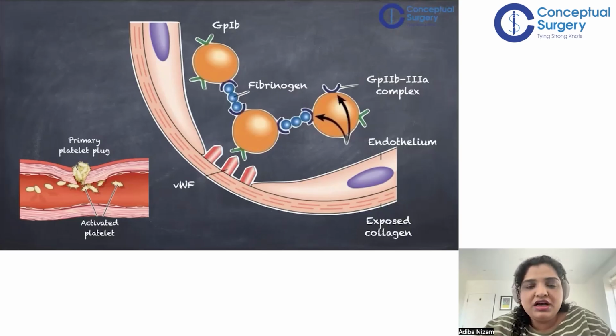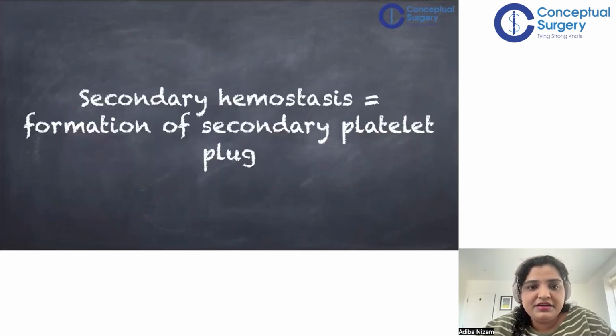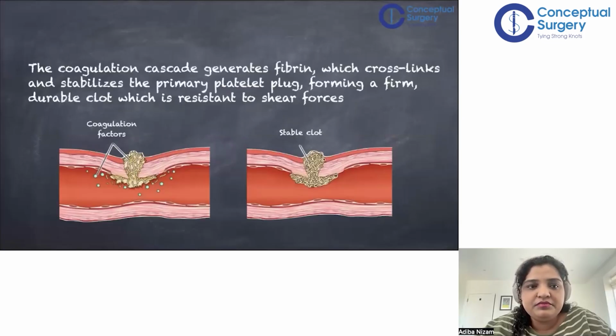Now we see how the body goes on to strengthen this primary platelet plug by depositing fibrin over this plug. So at the site of the injury, vasoconstriction has happened. Platelets come and adhere to this site and aggregate other platelets, forming a primary platelet plug. In secondary hemostasis, there is formation of the secondary platelet plug. On the primary platelet plug, fibrin comes on and deposits and forms a secondary platelet plug.